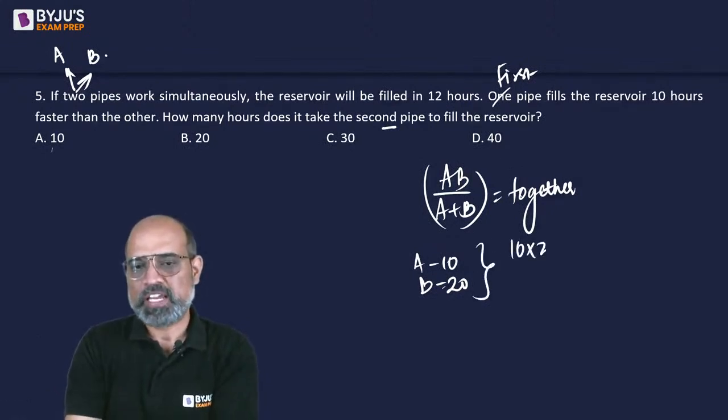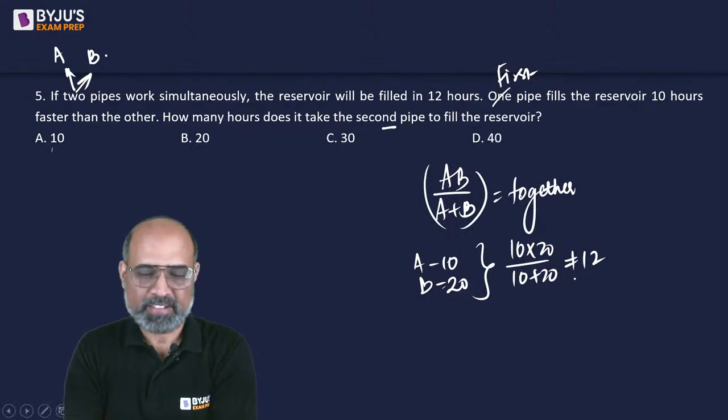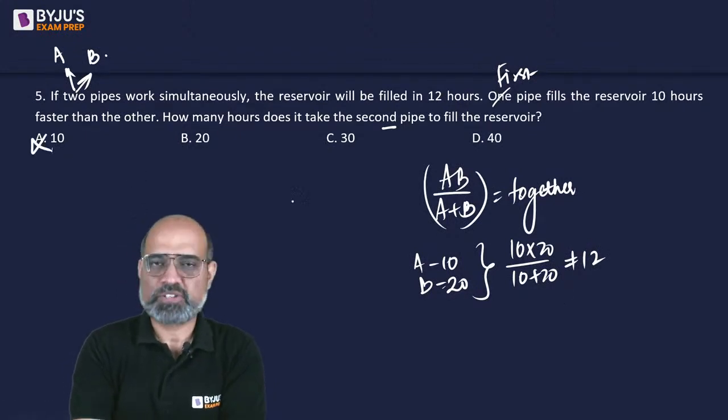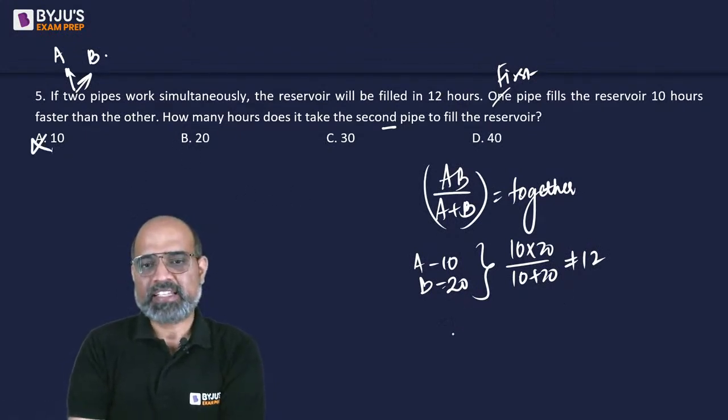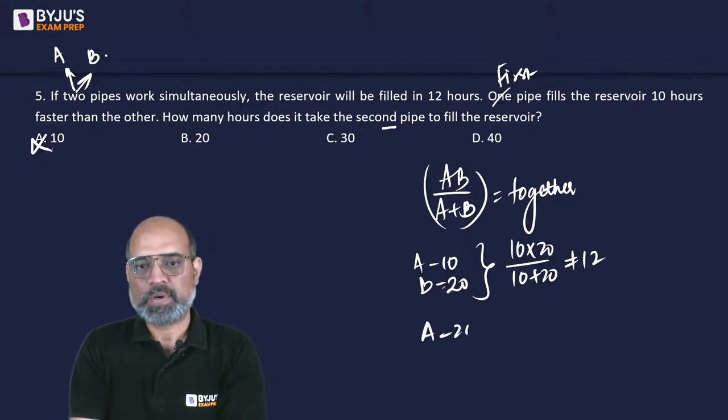So we will have 10 into 20 by 10 plus 20. You will realize that this is not 12, because the denominator has a 3 and it will not cancel out. So A is not your answer. If I take the next option, if A is going to be 20, then B is going to be 30.